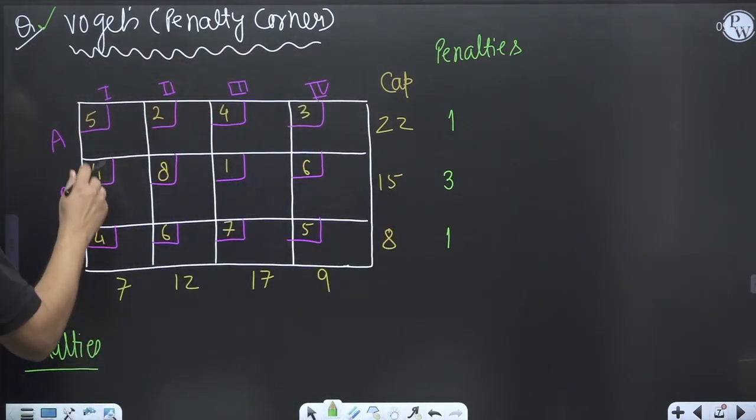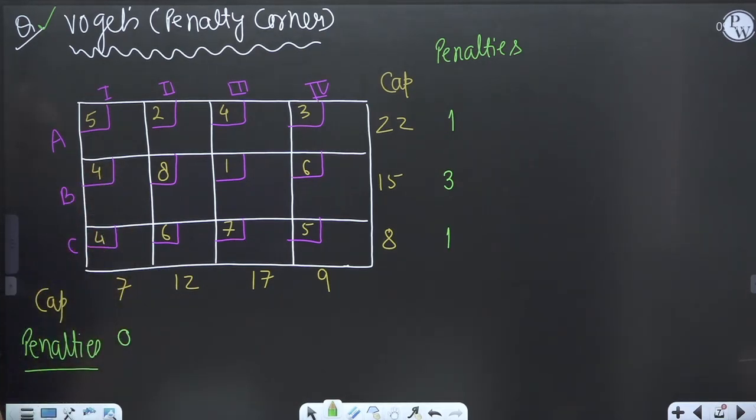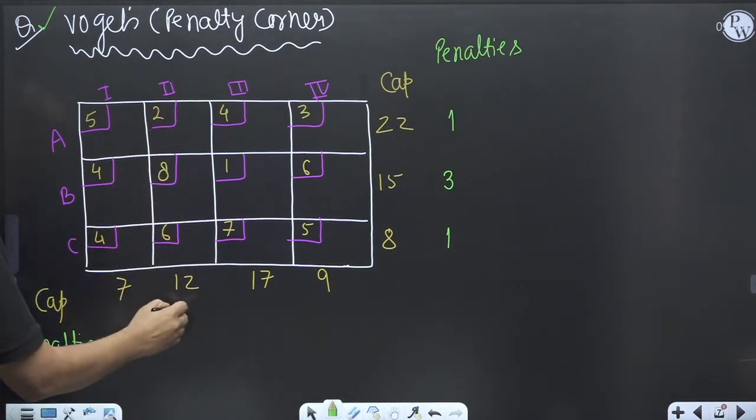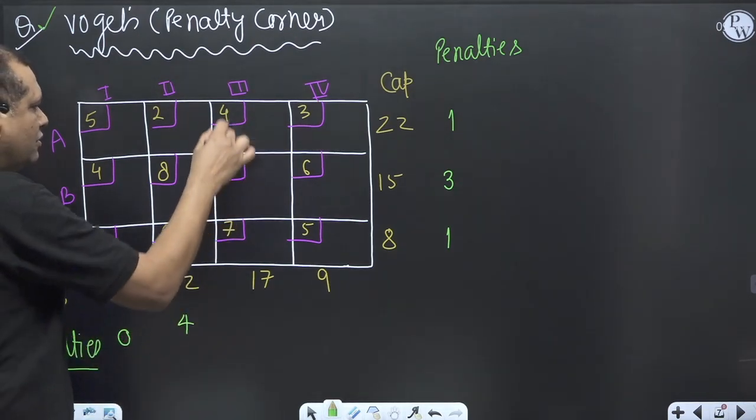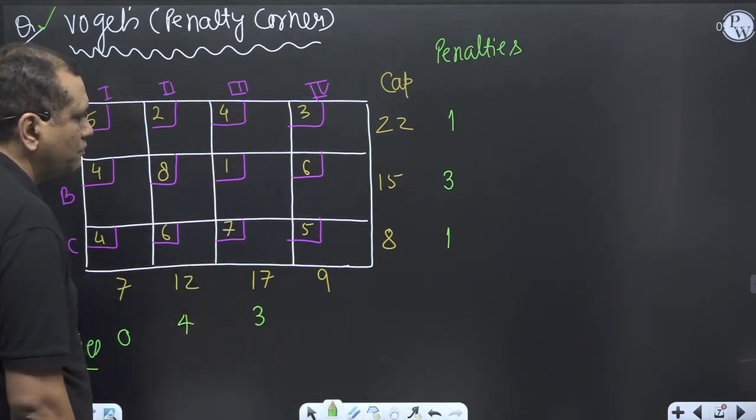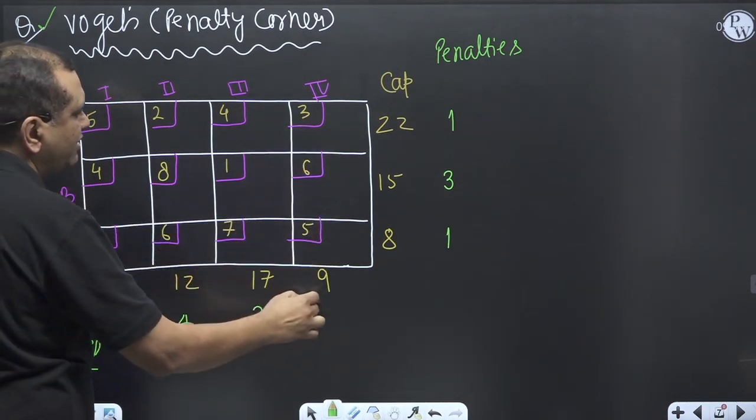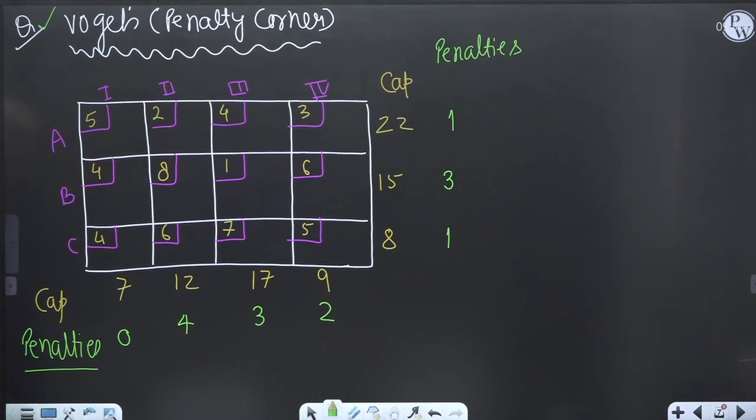Minimum 4, next higher is also 4. 4 4, so penalty is 0. 2, next higher 6, difference is 4. 1 and 3, penalty is 3. 3 and then 5, penalty is 2. So we have calculated the penalties.